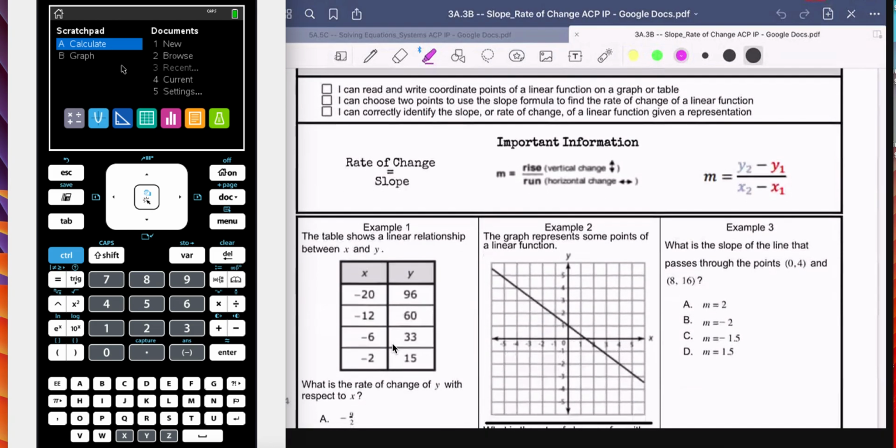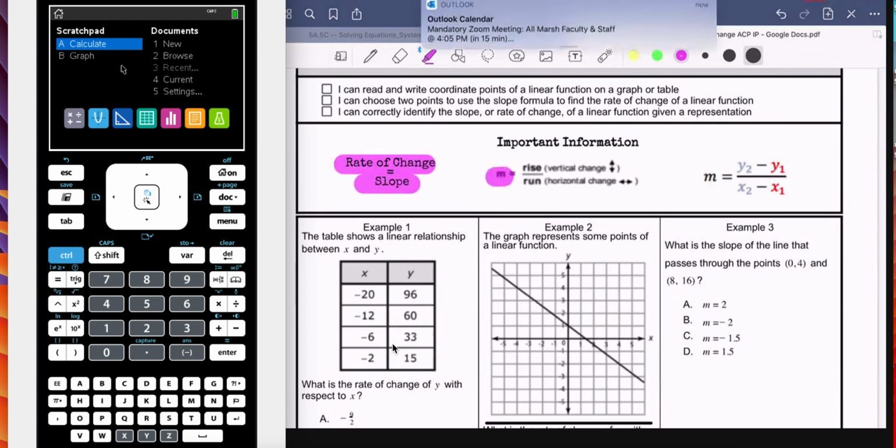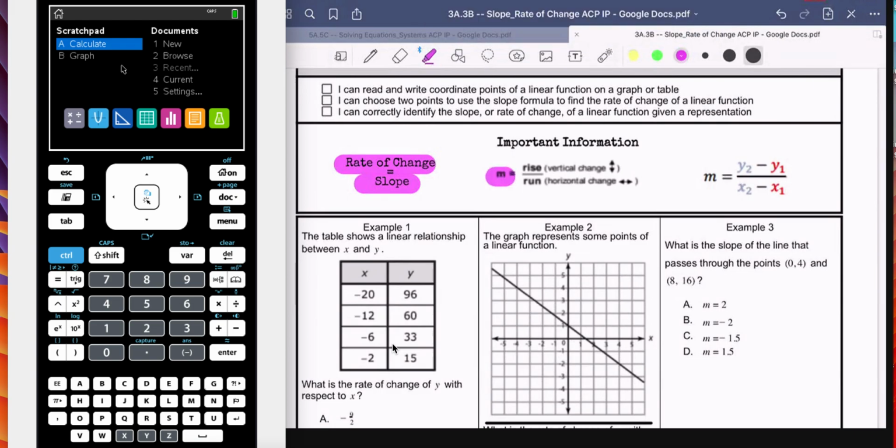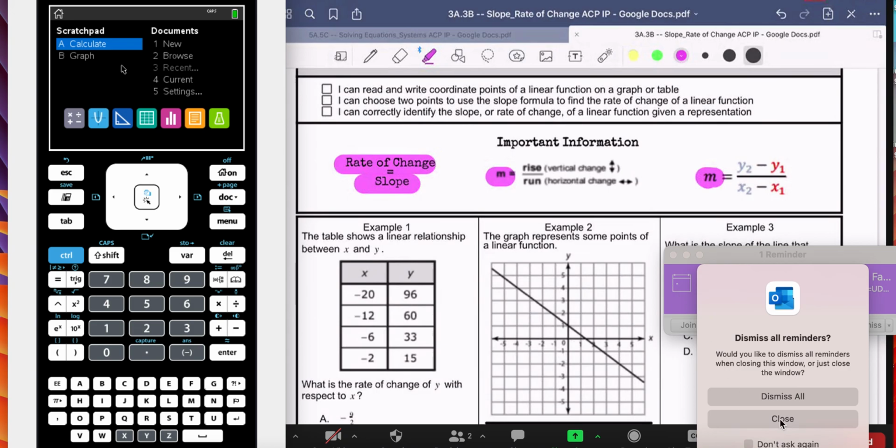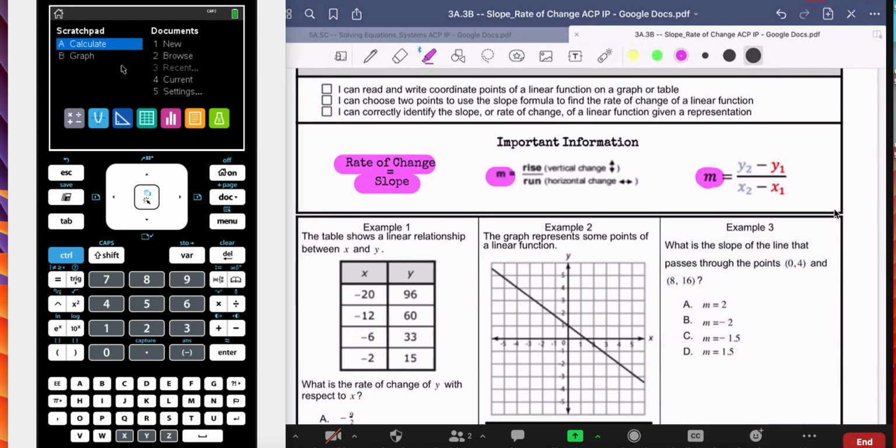We're working on slope and rate of change. There are a couple things you need to remember. The first one is that rate of change is the same thing as slope. That is also the same thing as m. And m is equal to y2 minus y1 over x2 minus x1.